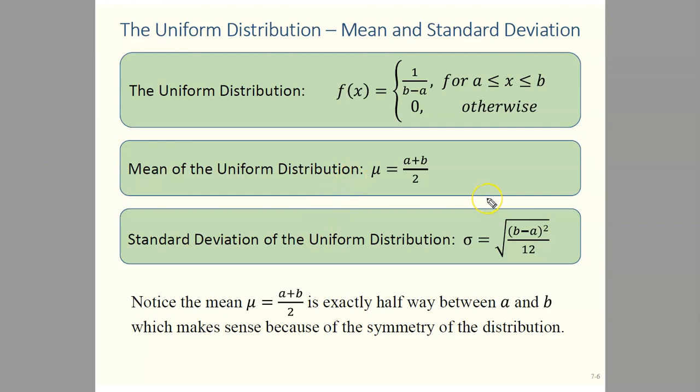Now this isn't as obvious to see as the mean is for the uniform distribution, but the standard deviation for the uniform distribution is given by this quantity, the square root of b minus a squared over 12. Now we can prove that mathematically, but that would be beyond the scope of this course. But that is what the standard deviation is equal to for a uniform distribution. Now let's take a look at an example.